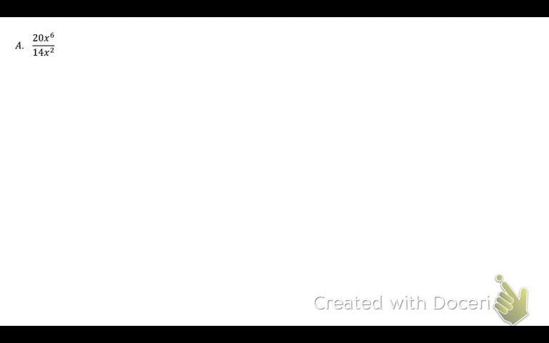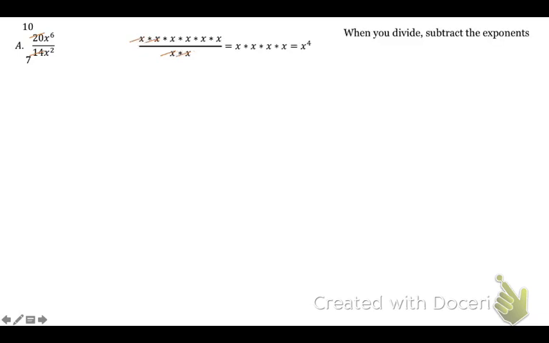Okay, let's start with this one. So we have example A, 20x to the 6th over 14x squared. So let's just simplify this. 2 goes into 20 10 times. 2 goes into 14 7 times. Then for our x's, we have 6 x's on top, and we have 2 on bottom. So those two will cancel right there, and I'm left with 4 on top, which is x to the 4th. When you divide, you subtract the exponent. So like 6 minus 2, that's 4. And that's 10x to the 4th over 7.